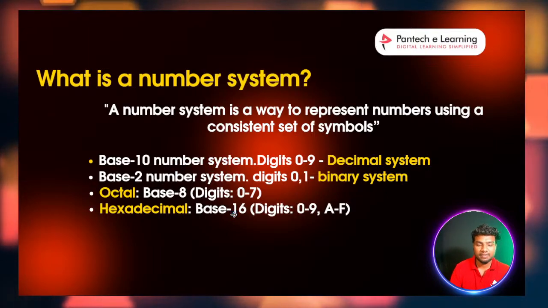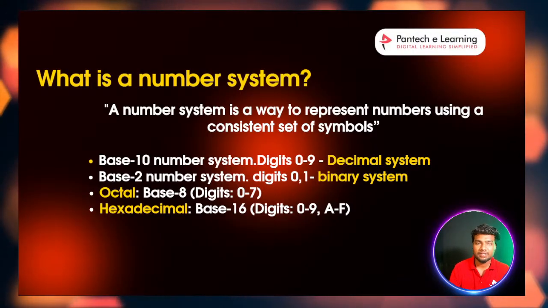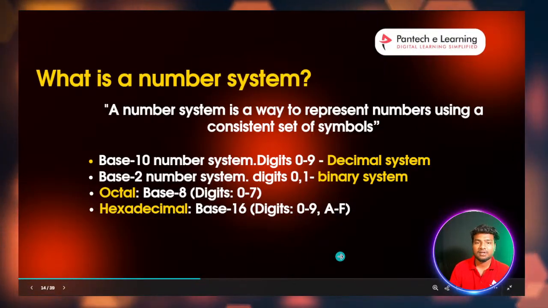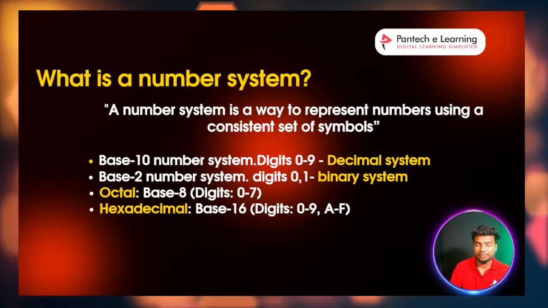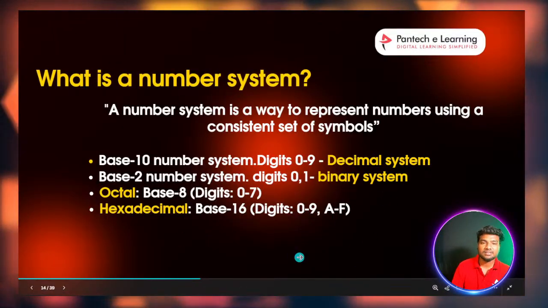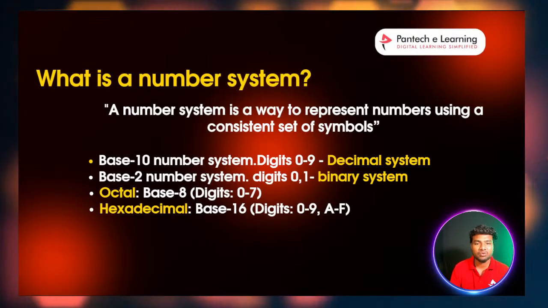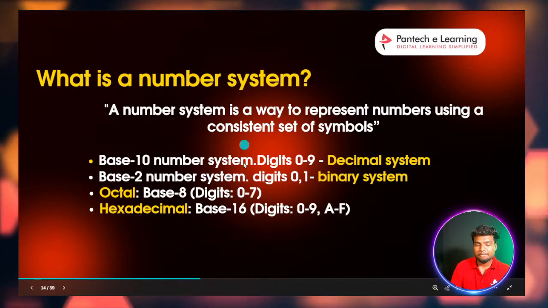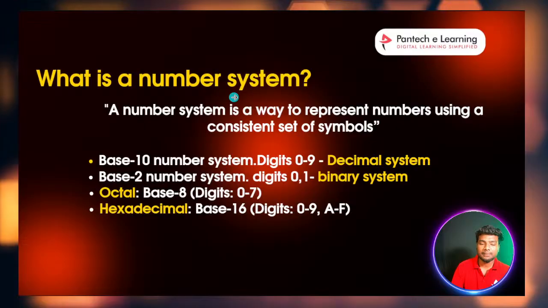Octal means 0 to 7, and then hexadecimal means base 16. It starts from 0 and ends at 15. 0 to 9 is as in decimal, after that 10 is A, and 15 is F. So this is the hexadecimal number system representation. Conversion of binary to decimal and decimal to binary is a common interview question. It's also important for VLSI engineers, so you must learn about this. This is very basic, you can learn it on your own.